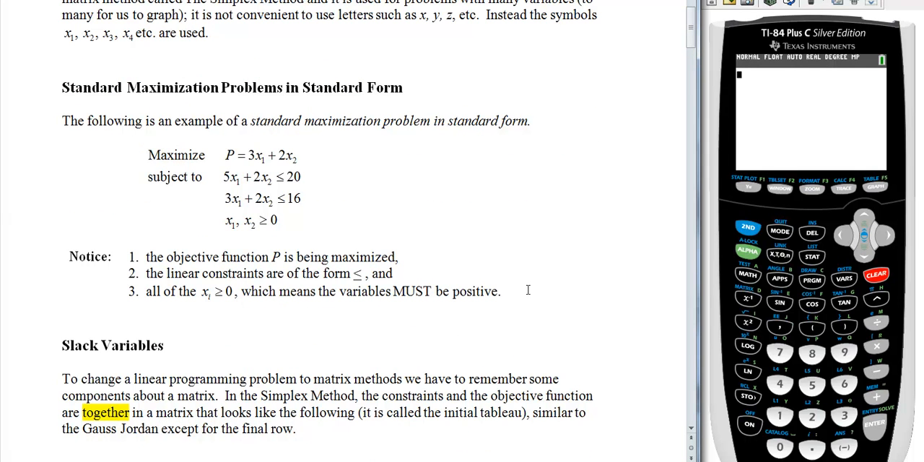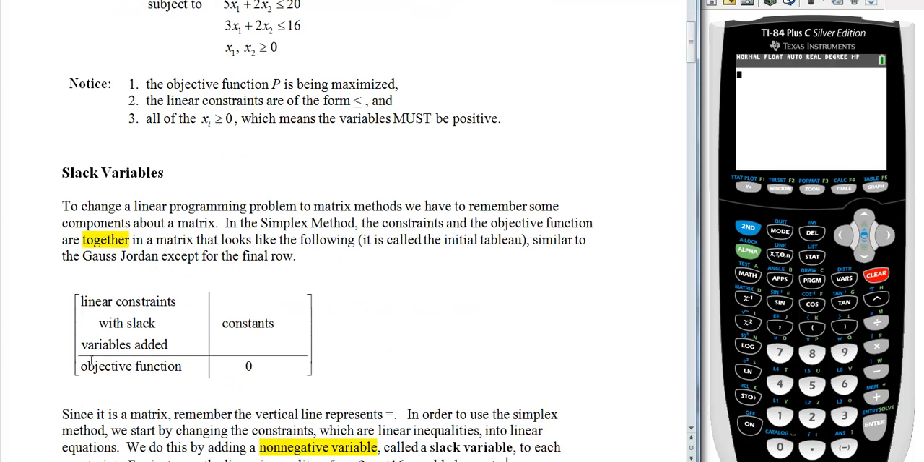So now slack variables. To change a linear programming problem to matrix methods, we have to remember some components about a matrix. In the simplex method, the constraints and the objective function are together in a matrix that looks like the following. It's called the initial tableau, similar to the Gauss-Jordan except for the final row. So don't worry about the final row. That'll come in the next section. But notice linear constraints with slack variables added. Remember, in a matrix, this vertical line represented equals.